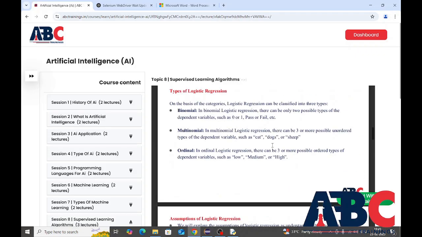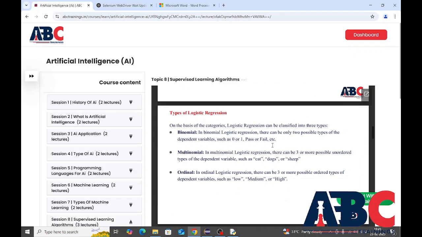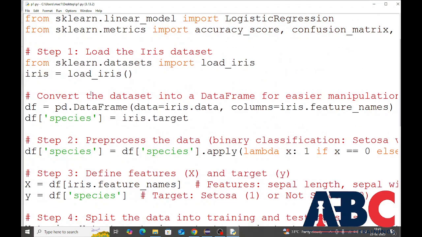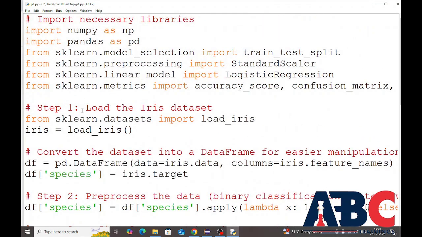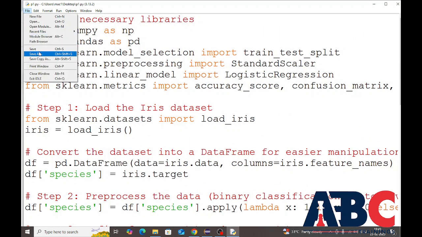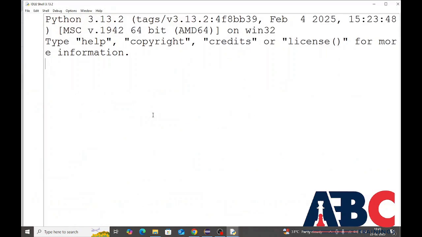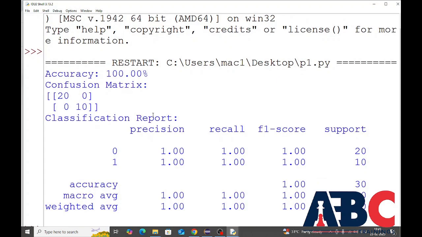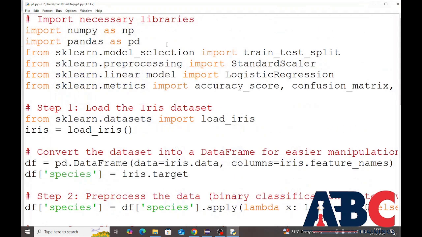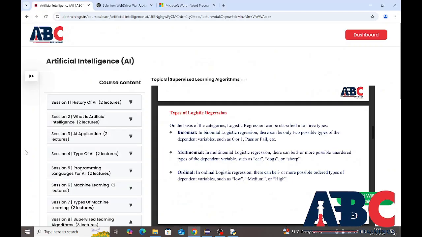So now let me demonstrate a Python program in which I have implemented logistic regression. So this is the Python program in which I have implemented logistic regression. Firstly, let me execute this particular Python program in which I have implemented logistic regression. So now let me break this Python program into parts.